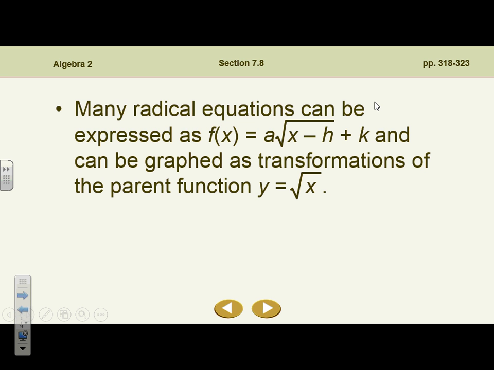So what are h and k in this? Before, h and k was the vertex. In a cube, h and k is the point of inflection, or where the wiggle happens. Okay? In an absolute value, it's the bottom of the v, or the vertex. So what is h and k in a square root? It's the beginning. Woohoo!